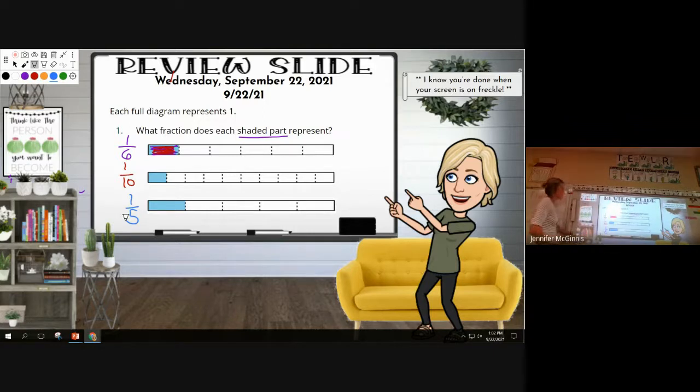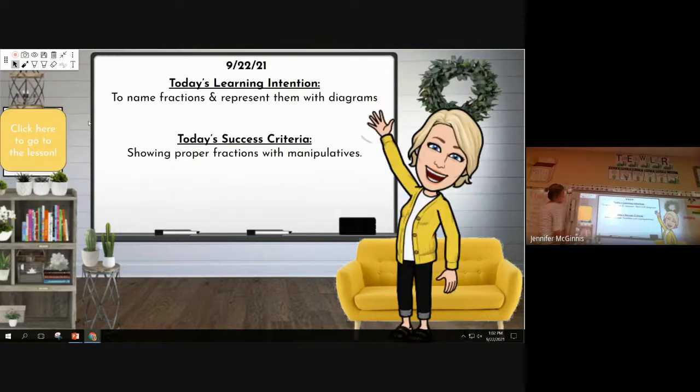So, thumbs up if you're feeling like I could throw almost any fraction strip at you, and if I colored in one section, you could tell me what the fraction of that was. What if I gave you a fraction strip cut into 24 pieces? Could you still count them out? Yeah. Thank you. Excellent. Okie dokie.